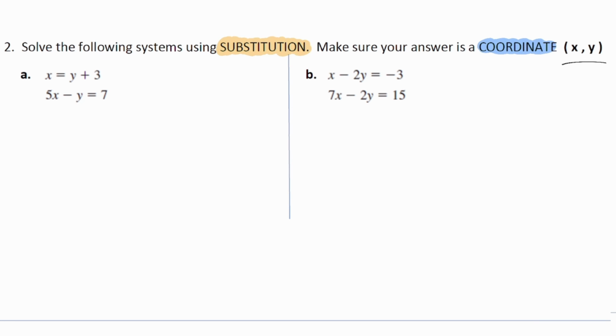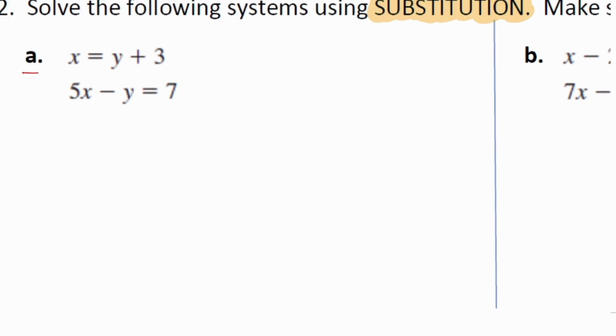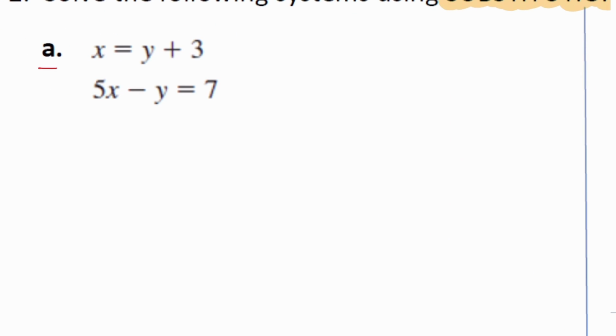All right, I'm going to go ahead and get started. In my first example here, part A, let's zoom in just to part A. Well, I already have my first equation, this one, is already in the form of x equals y plus 3. So the one variable, in this case x, is already isolated or by itself. We can see that over here, x is by itself. So what I can do then is take this whole y plus 3, and anywhere I see an x, which would be right here, I can substitute y plus 3 in for that x.